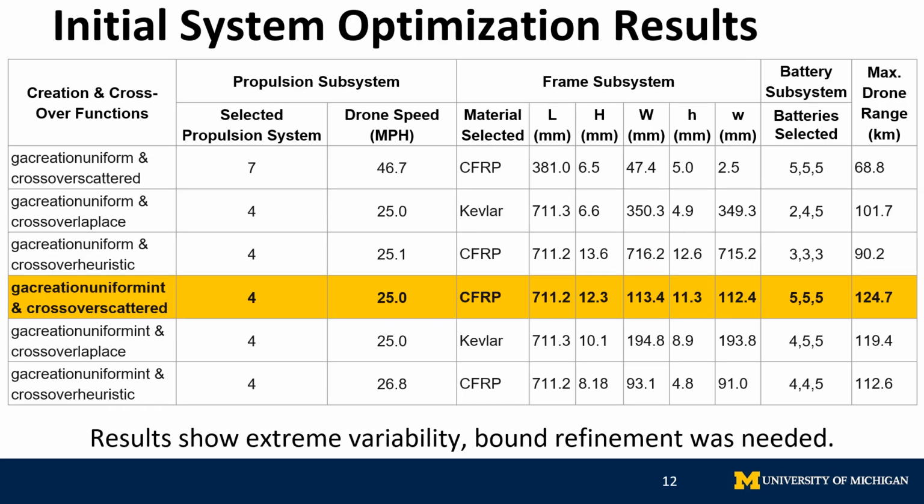Our initial optimization runs showed severe variability in our results across the different population conditions. This can be attributed to our system's large search space, created by the quantity and bounding of our design variables. To reduce this variability, we refined our design variable boundaries to more tightly surround the highlighted optimal value found in the table.